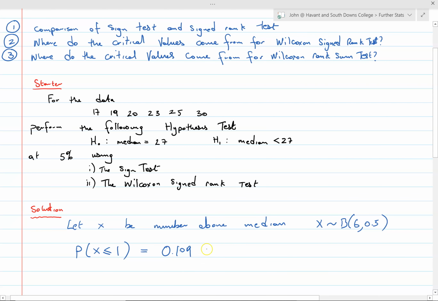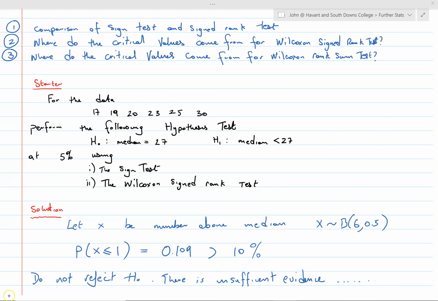So we reject the null hypothesis. No, we don't. We do not reject the null hypothesis because it's greater than 10%. So we do not reject H0. And then we come up with the contextual statement: insufficient evidence, and context. There isn't any here, so we'll just move on, but always remember to give context. Okay, so that's the first bit. The first one was do not reject H0.